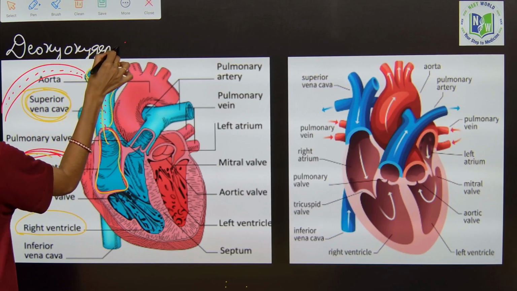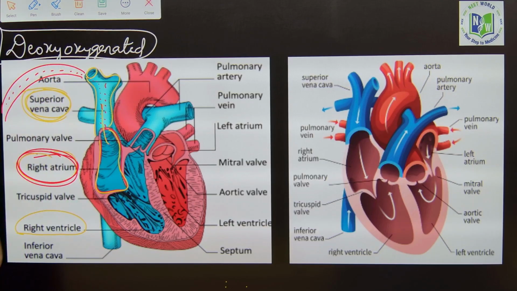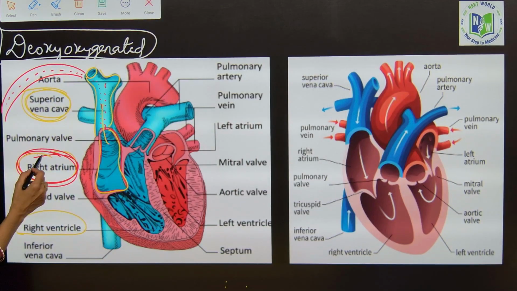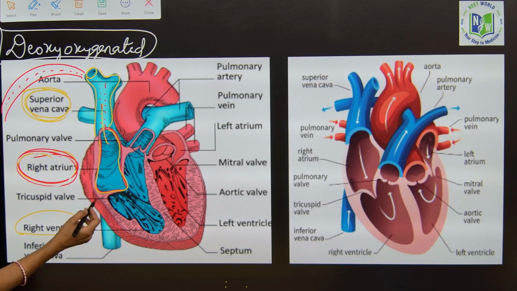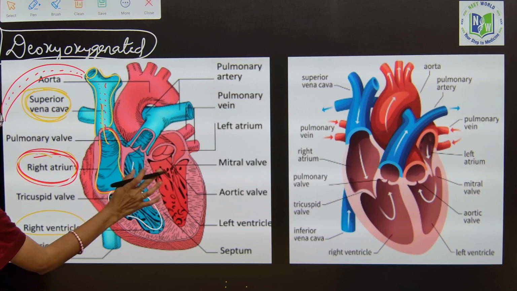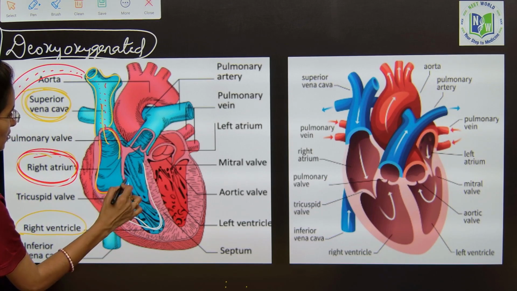Deoxygenated, in the sense that it is not going to contain oxygen. So the deoxygenated blood from the right atrium will enter into the right ventricle. Okay, so this will be the right ventricle here.